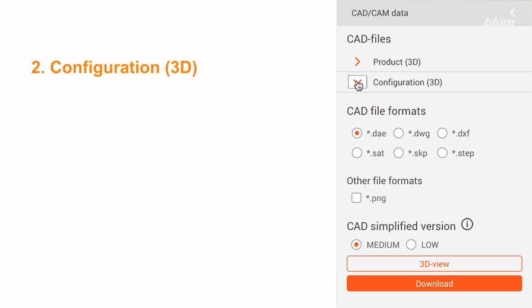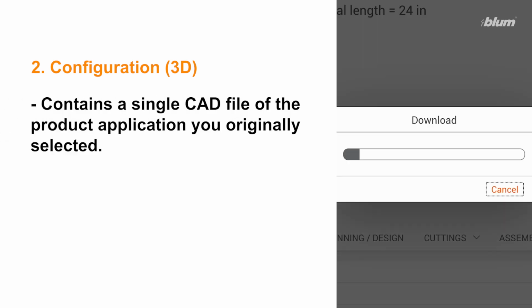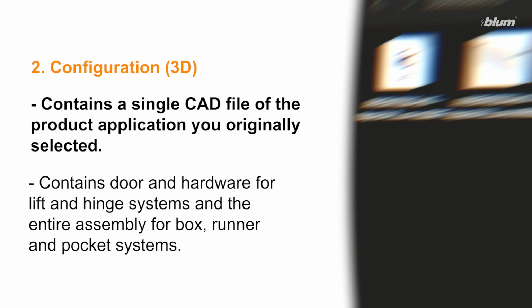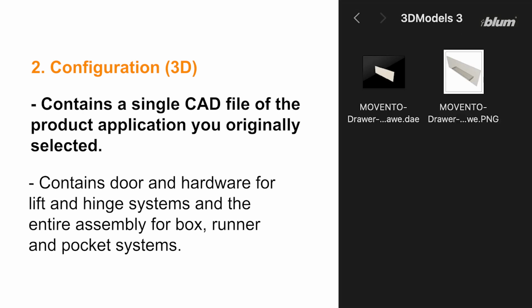2. Configuration 3D. Here you get a single CAD file that reflects the application you've configured. Keep in mind though that it mainly includes the door and hardware for lift and hinge systems, but for box, runner, and pocket systems, you'll receive the whole assembly.